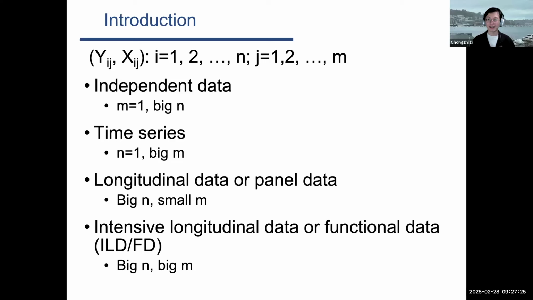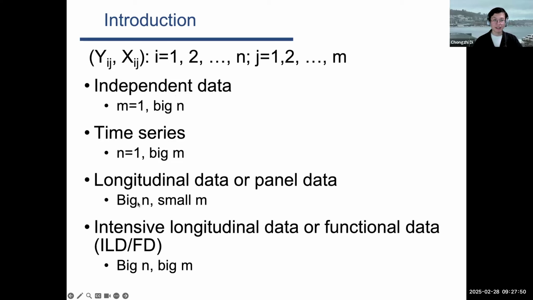But for this time series data, you don't have independent units, right? So all the measurements are sort of correlated with each other, even though the correlation is probably stronger if the two time points are closer together. Yeah. So these are the two more extremes. The longitudinal data and this intensive longitudinal data are both somewhere in between, right? So you have a bunch of individuals, but you also have repeated measurements.